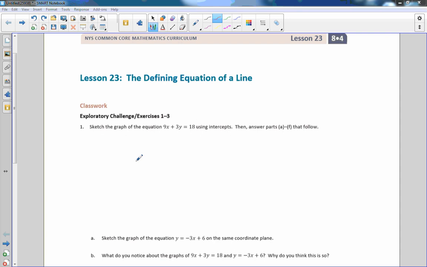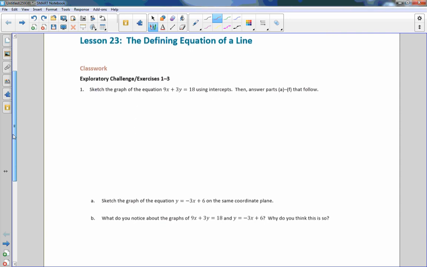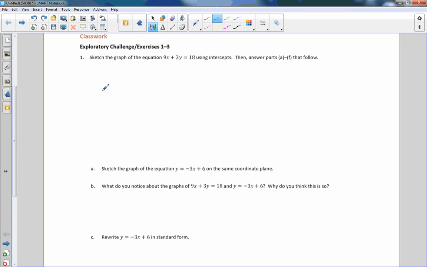This is lesson 23, the defining equation of a line. Exploratory challenge exercises 1 through 3 are just that. They're exercises. Get to work, see if you can do it, pause the video, and I will show you the results. So here's number 1. Check the graph of the equation 9x plus 3y equals 18 using intercepts. Okay, there we go. We want to use intercepts.